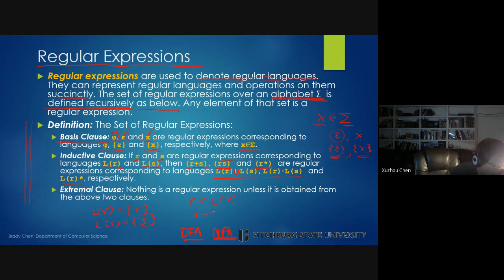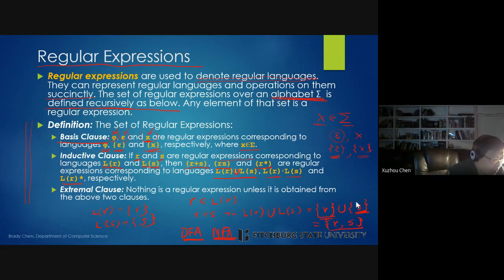Then R plus S basically means it's a regular expression in LR and LS. Now, what is LR and LS? It is R union S. So the union of two sets is R and S, right? So R plus S is basically a regular expression in the regular language which contains R and S.